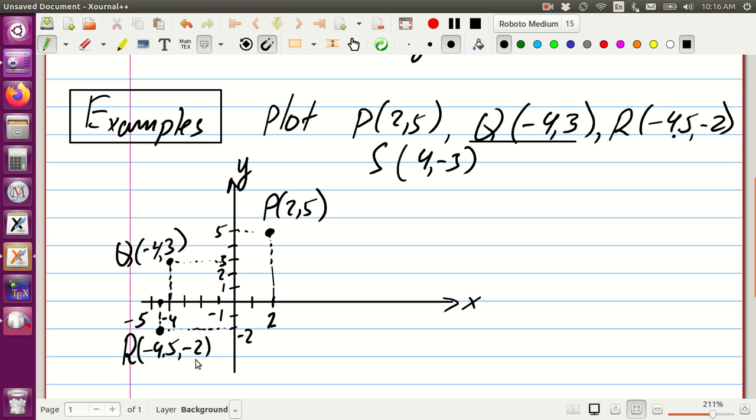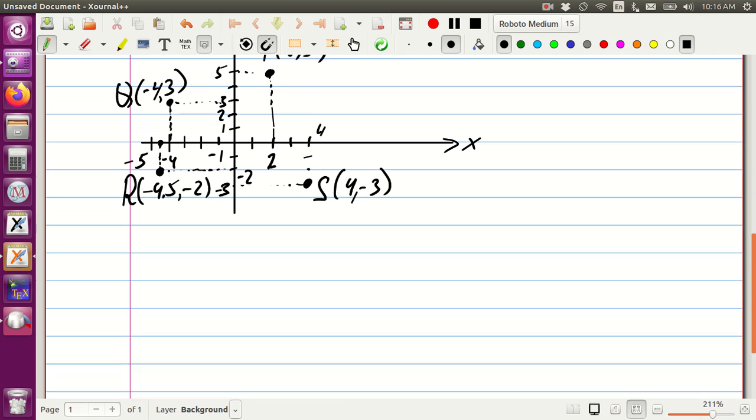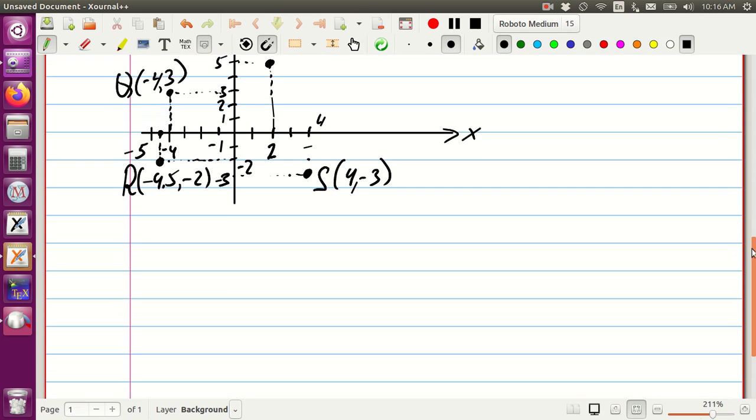And the last point that we need to do is point S, which goes 4 units to the right and 3 units down. 1, 2, 3. So 3 units down and 4 units to the right. So this is the point S with coordinates 4 and -3. So that's a relatively simple exercise, just to remember the things for the future.